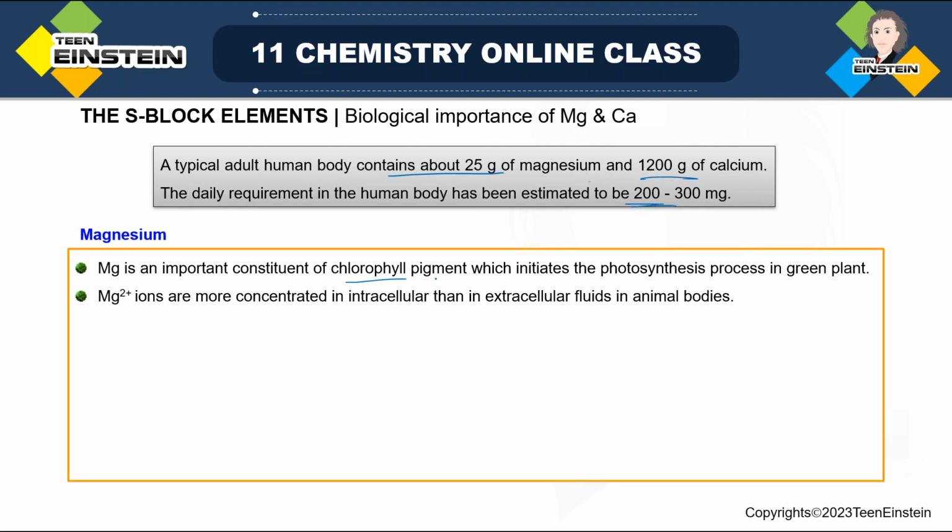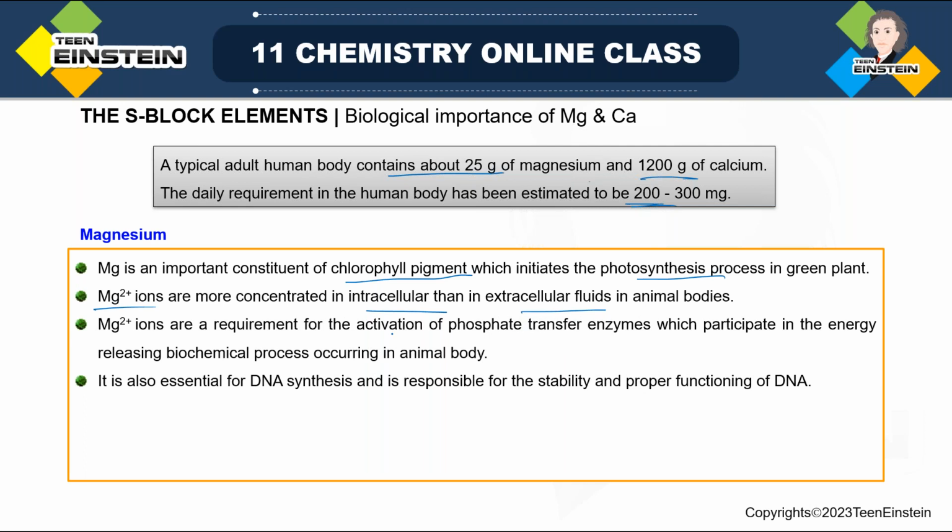It is an important constituent of chlorophyll pigment in plants, which initiates the photosynthesis process in green plants. So if it is not present in chlorophyll, photosynthesis is not possible. Then these ions are more concentrated in the intracellular portion compared to extracellular fluid if you consider animal bodies. Then it is required for activation of phosphate transfer enzymes which participate in the energy releasing biochemical processes occurring in the animal body. So for activation of this specific enzyme which transfers phosphate units, Mg2+ is required.